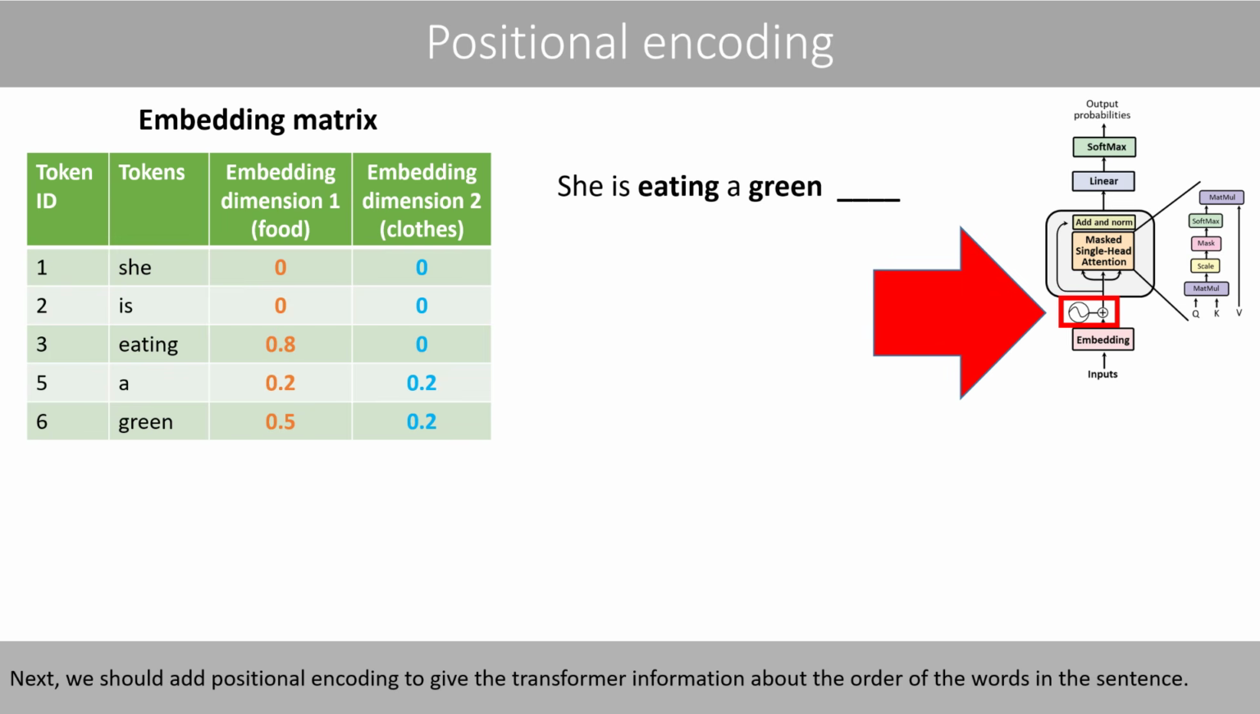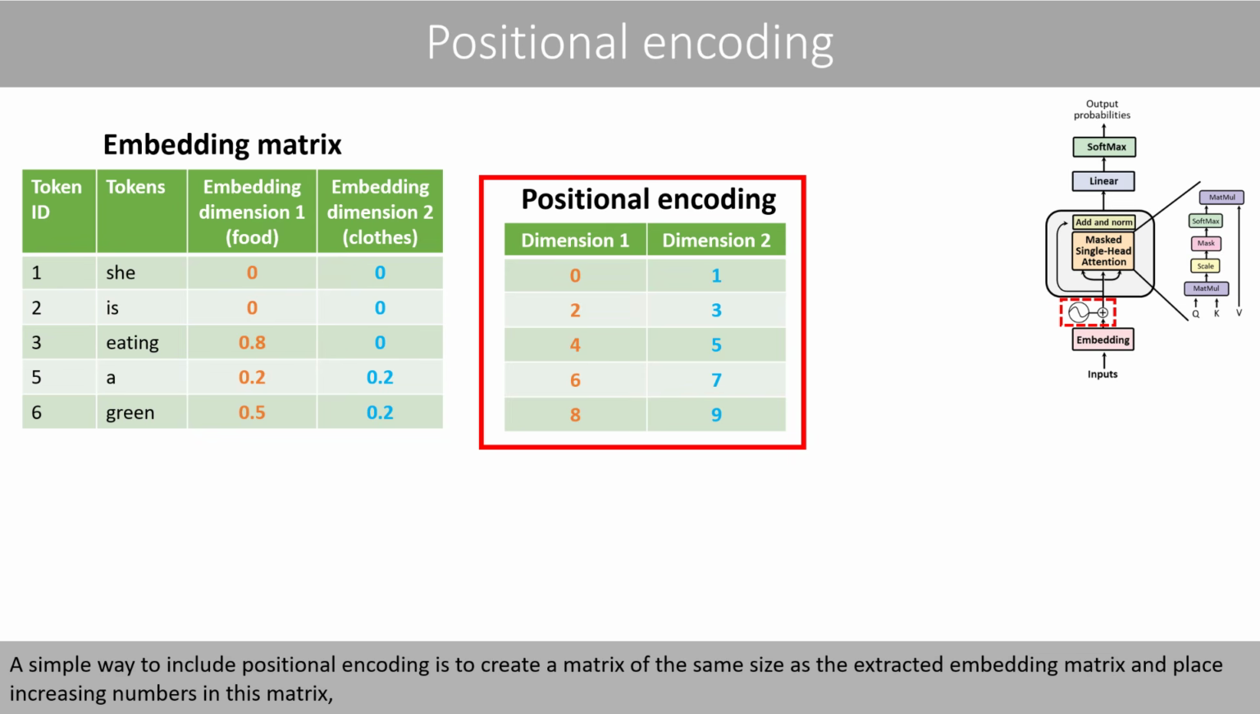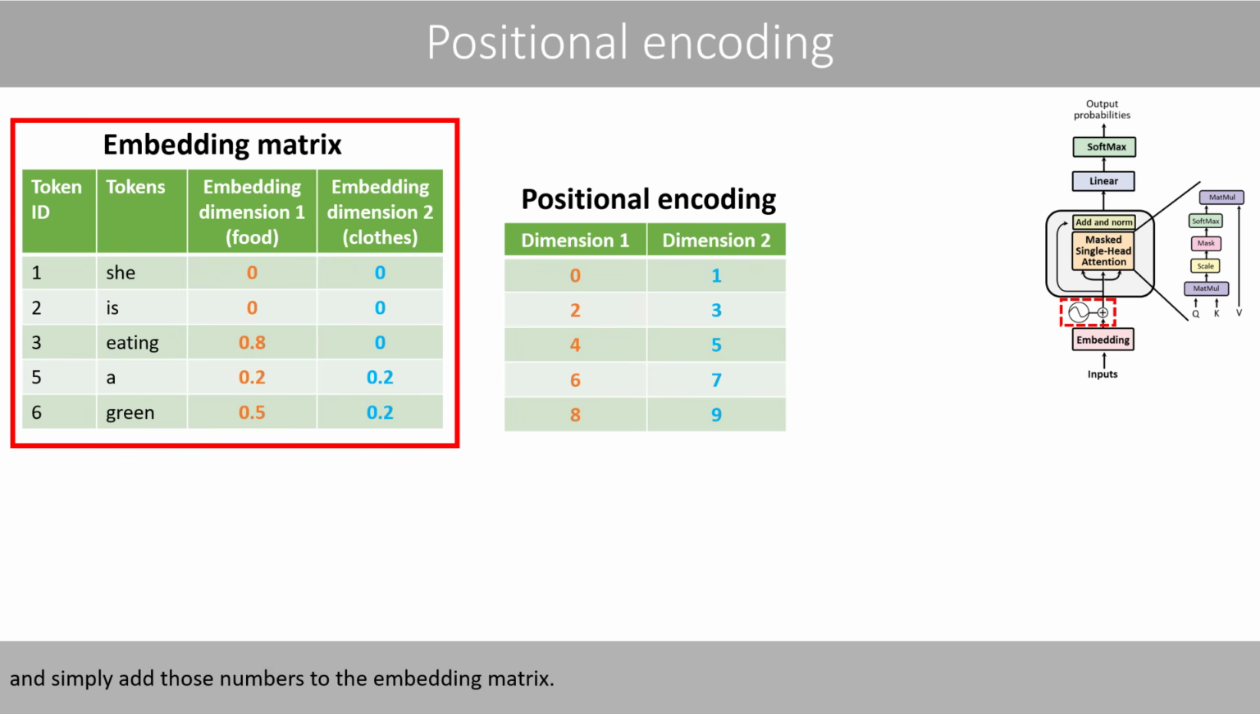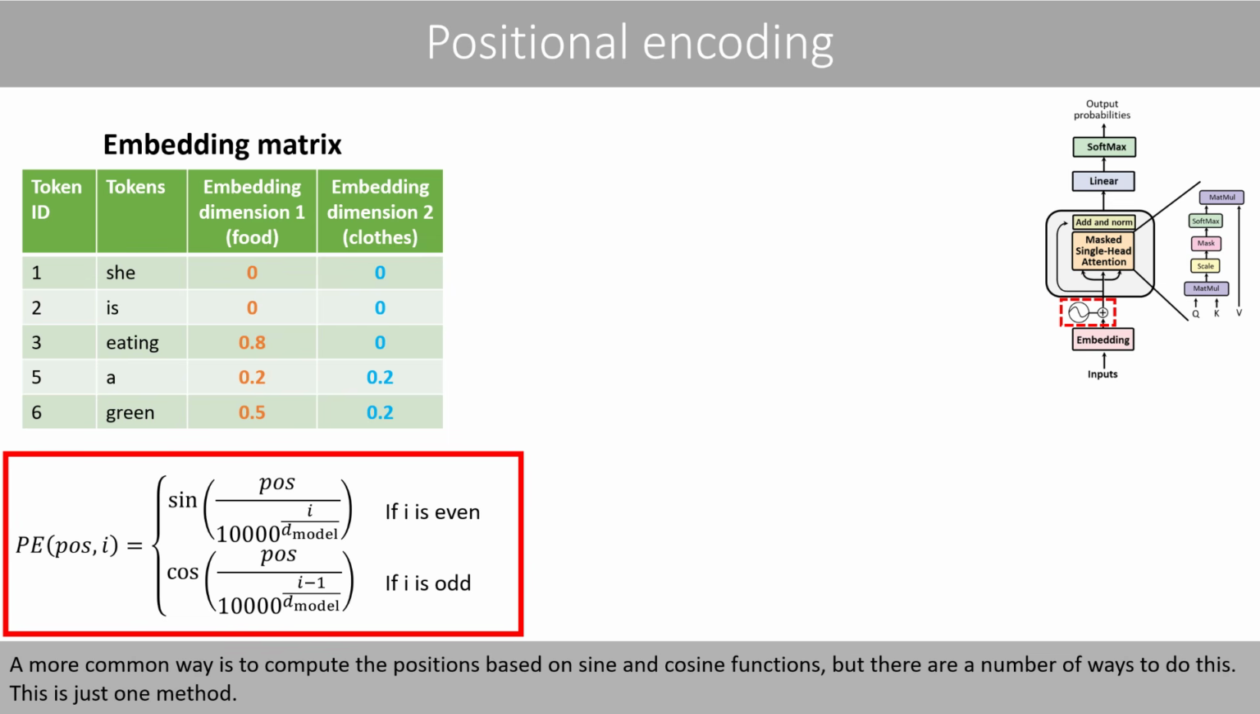Next, we should add positional encoding to give the transformer information about the order of the words in the sentence. A simple way to include positional encoding is to create a matrix of the same size as the extracted embedding matrix and place increasing numbers in this matrix, and simply add those numbers to the embedding matrix. A more common way is to compute the positions based on sine and cosine functions, but there are a number of ways to do this.